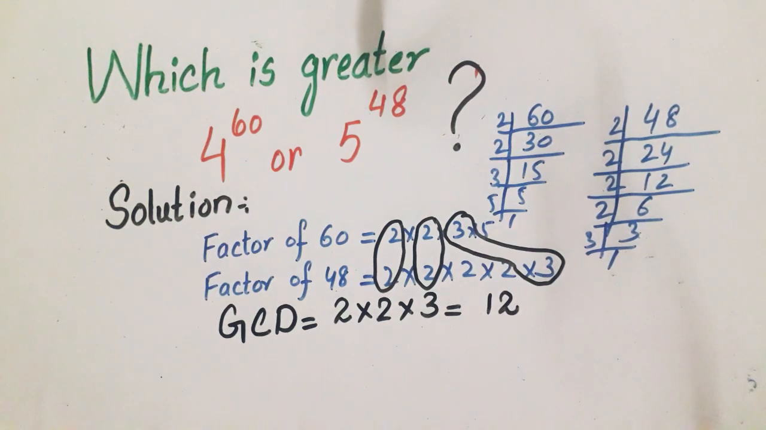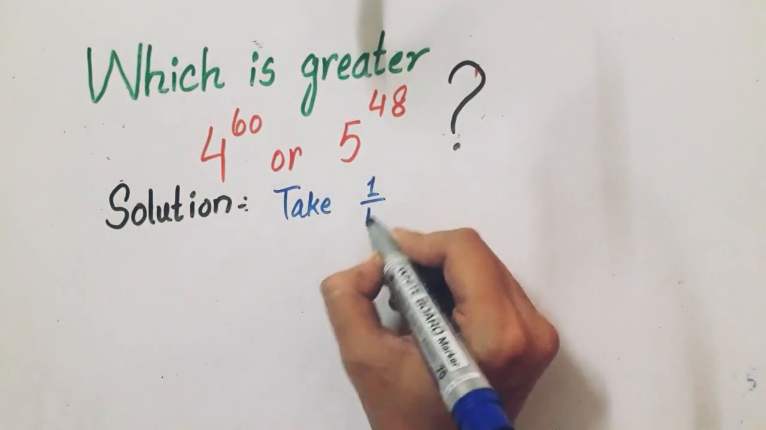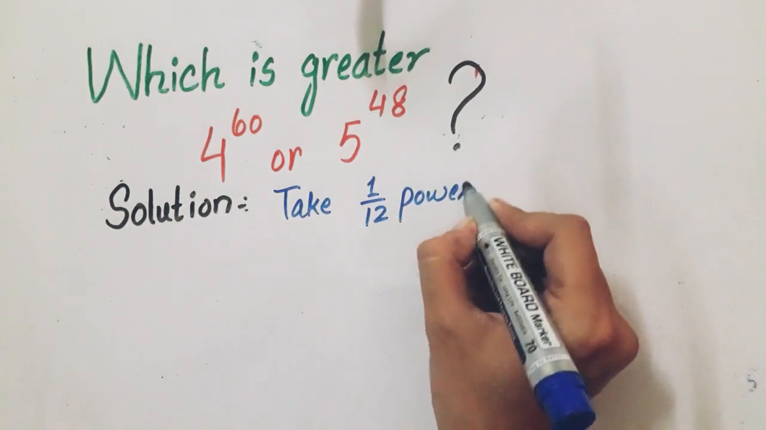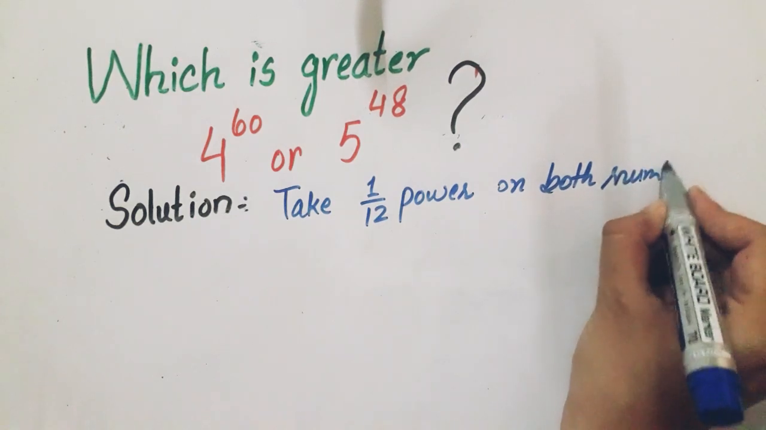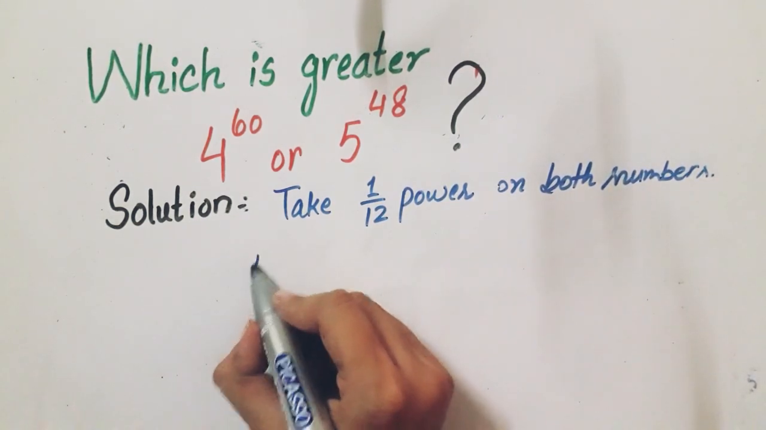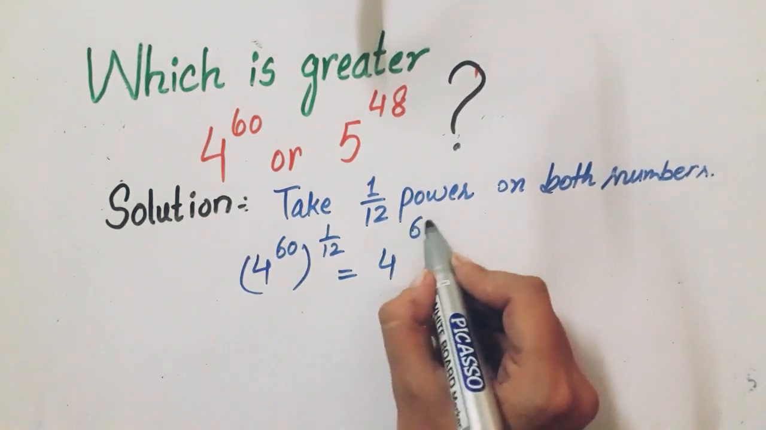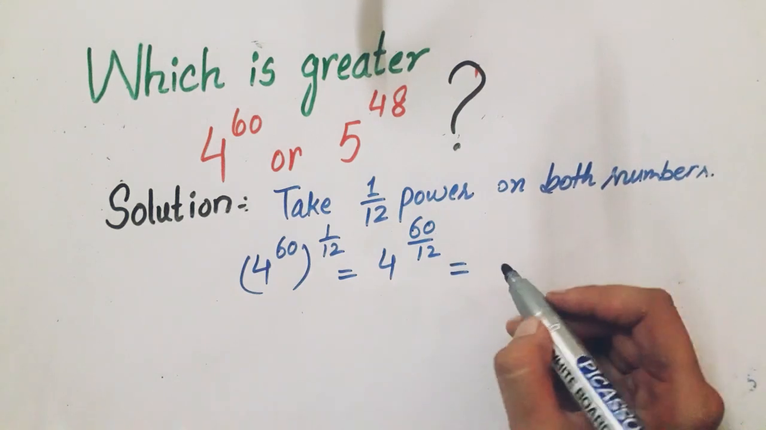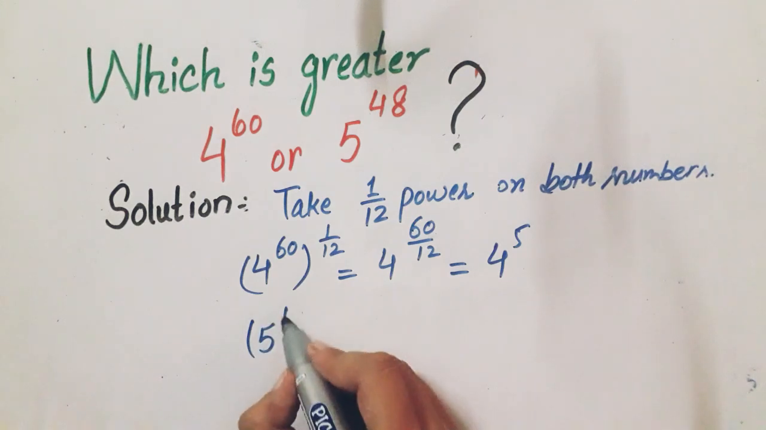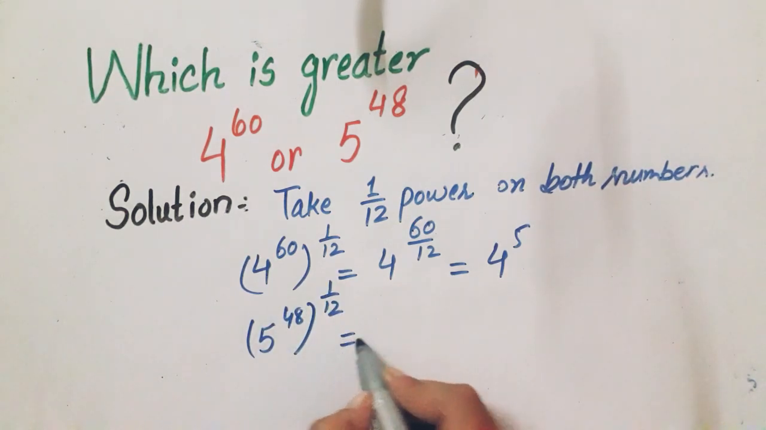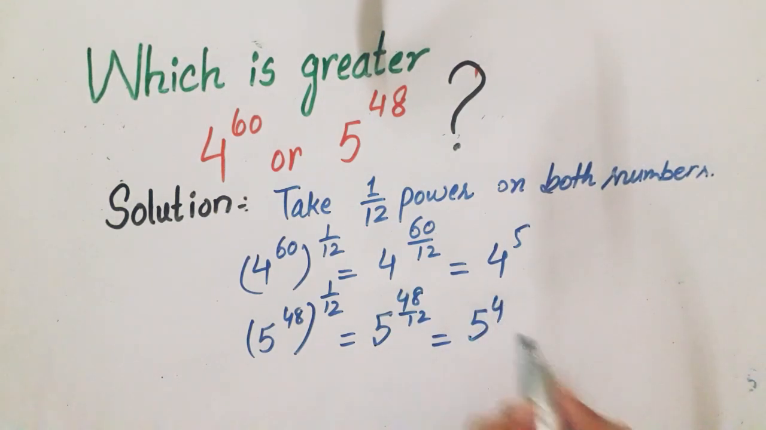So, we will solve this as, take 1 by 12 power on both numbers. So, 4 raised to power 60, power is 1 by 12. It means 4 raised to power 60 divided by 12. That means 4 raised to power 5. Similarly, 5 raised to power 48, you will take power 1 by 12. It means 5 raised to power 48 by 12. That is equal to 5 raised to power 4.